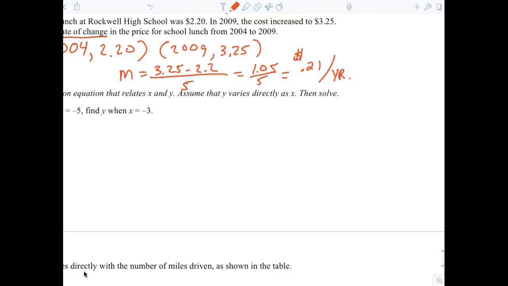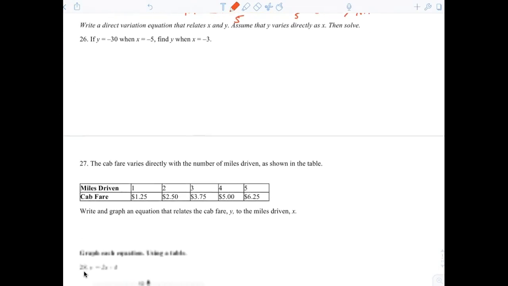So you always divide by 5? No, you don't always divide by 5. I divided by 5 because 2009 minus 2004 is 5. I was just being lazy there. I could just look at that and say it was 5. Again, it's delta y over delta x. Yes, very important.